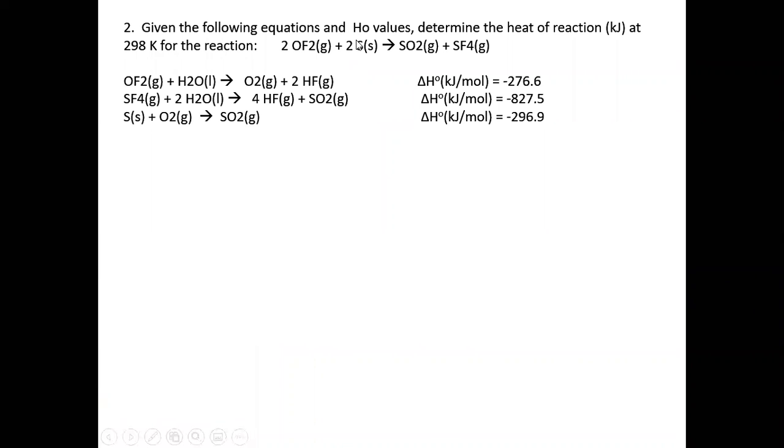So here we're given the following equations with the delta H values determined, and we want to determine the heat of reaction for this reaction involving oxygen difluoride and sulfur to produce sulfur dioxide and sulfur tetrafluoride. So again, what we want to look at is in the equation given to us, we see that OF2 and sulfur are reactants. So in the equations that we know the delta H for, we want to make sure that OF2 is a reactant, and it is. And we want to make sure S is a reactant, it is. Then we want to see that SO2 and SF4 are products.